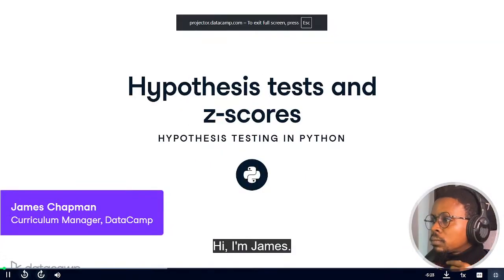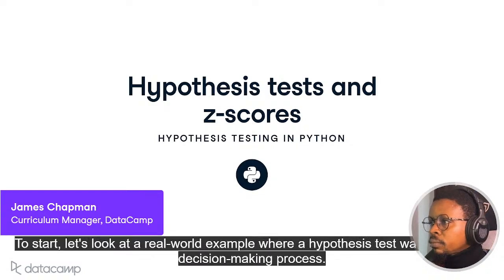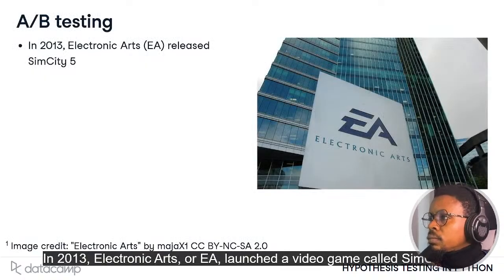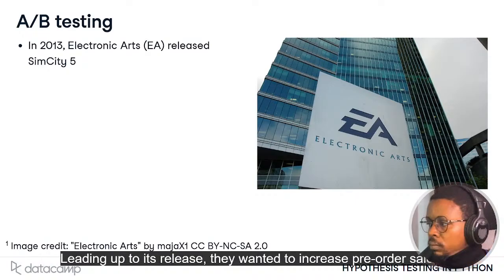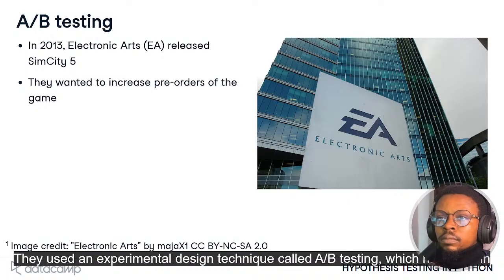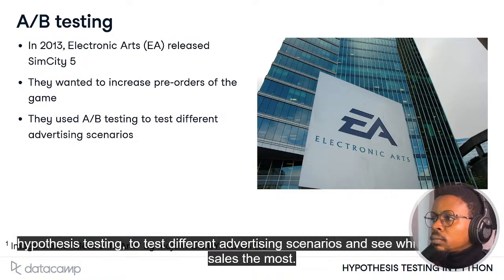Hi, I'm James. Welcome to this course on hypothesis testing in Python. To start, let's look at a real-world example where a hypothesis test was crucial in a decision-making process. In 2013, Electronic Arts, or EA, launched a video game called SimCity 5. Leading up to its release, they wanted to increase pre-order sales. They used an experimental design technique called A/B testing, which has roots in hypothesis testing, to test different advertising scenarios and see which improved sales the most.